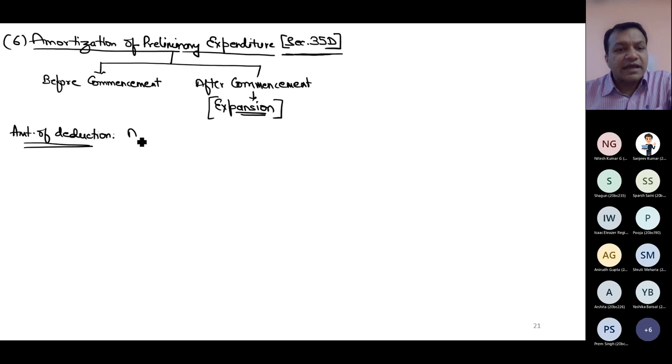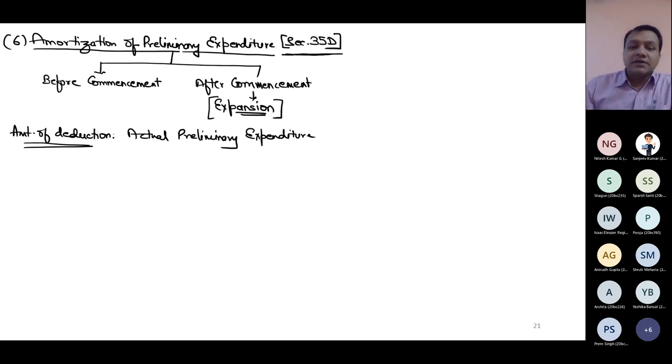Actual preliminary expenditure, or maximum 5% of the cost of project. Suppose my cost of project is 100 crore, and if company says that 80 crore is our preliminary expenditure, then it is a little bit illogical. When your entire project was of 100 crore, you spent 80 crore just on preliminary expenditures. Normally, if the cost is 100 crore, normally 5% or 5 crore, I can assume it as preliminary expenditure.